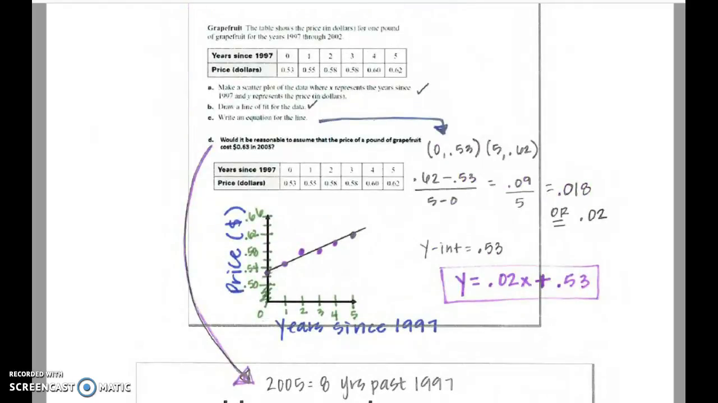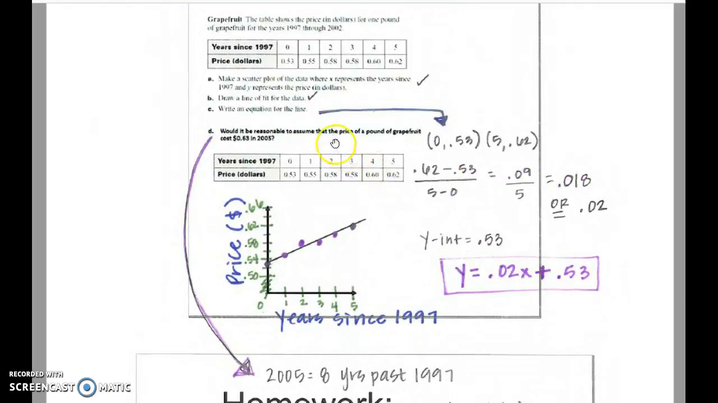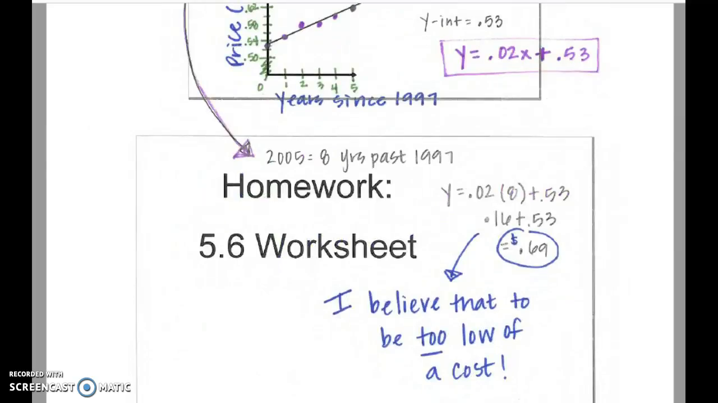Now, it says, would it be reasonable to assume that the price of a pound of grapefruit would cost 63 cents in 2005? Well, first of all, look at your graph. I'm basically already at 62 cents after 5 years since 1997. So no, I don't think that in 2005, which is 8 years past 1997, it seems reasonable to expect that. And just to double check, I plugged 8 in for x into my equation.